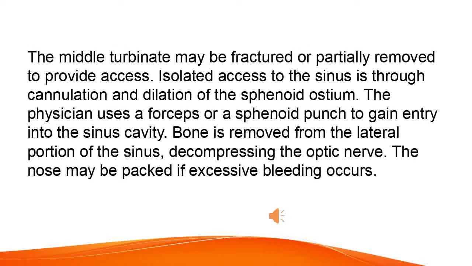The middle turbinate may be fractured or partially removed to provide access. Isolated access to the sinus is through cannulation and dilation of the sphenoid ostium. The physician uses a forceps or a sphenoid punch to gain entry into the sinus cavity. Bone is removed from the lateral portion of the sinus, decompressing the optic nerve. The nose may be packed if excessive bleeding occurs.